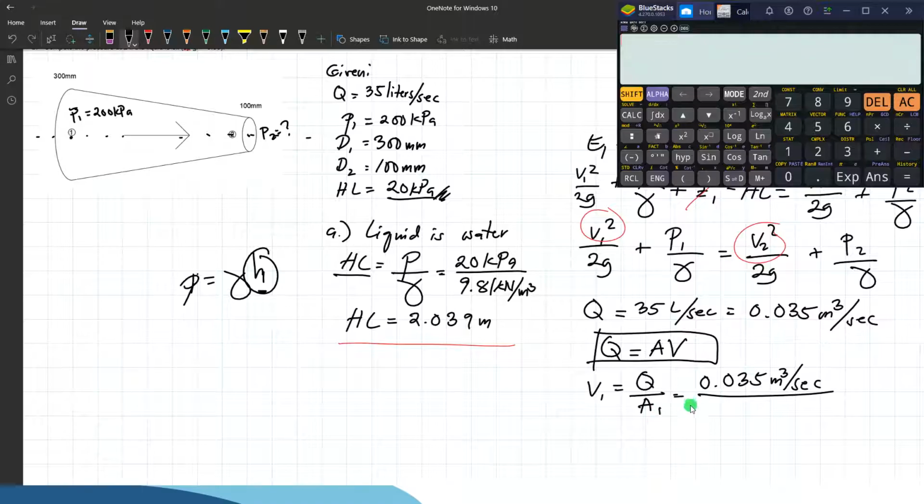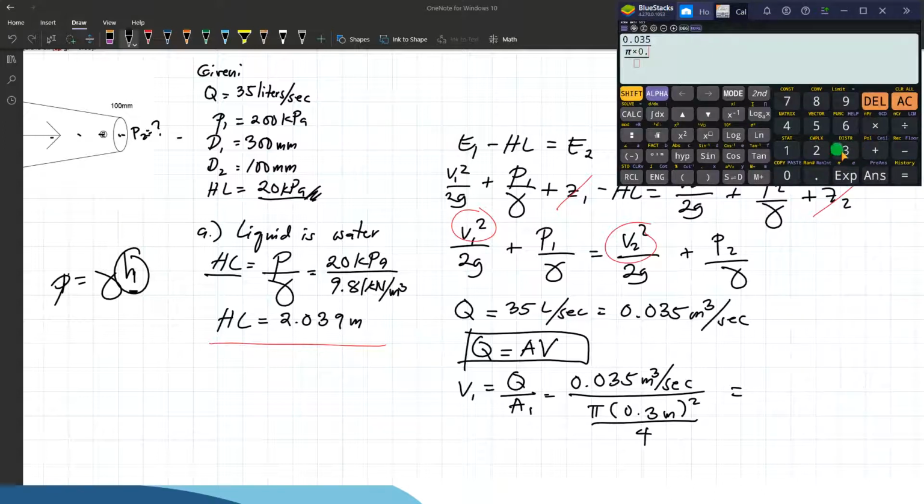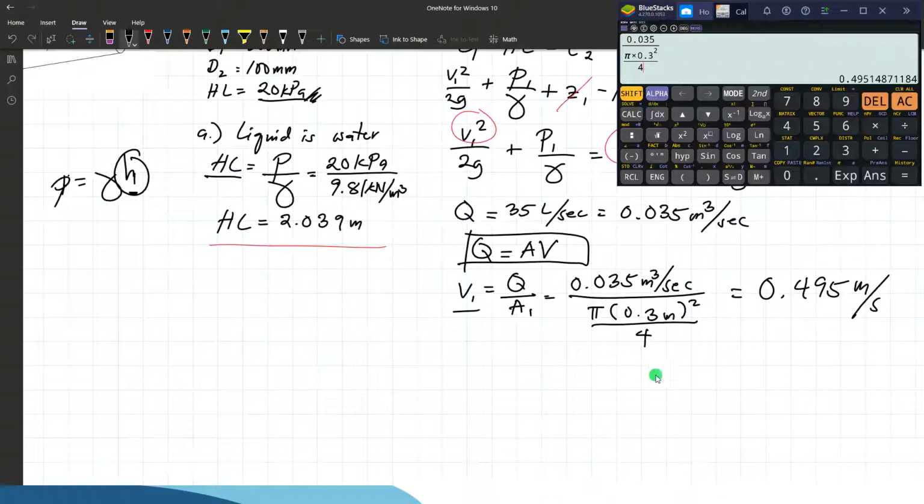So, area at point 1, that's 300 mm diameter, pi d squared over 4. So, we convert this first to meters. 300 mm is 0.3 meters, for us to have a consistent unit of meters for the square meter for the area. So, pi times 0.3 meter squared divided by 4. Okay, let's solve now. Velocity is 0.035 over the area, pi d squared over 4. So that's 0.495 meters per second. Okay, so that's the mean velocity at point 1.